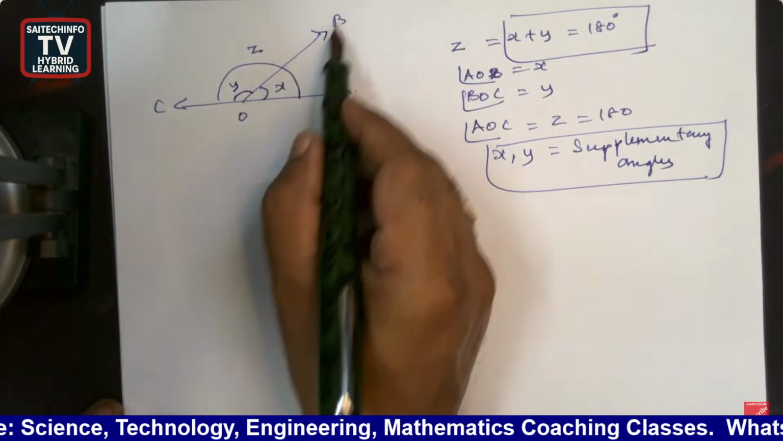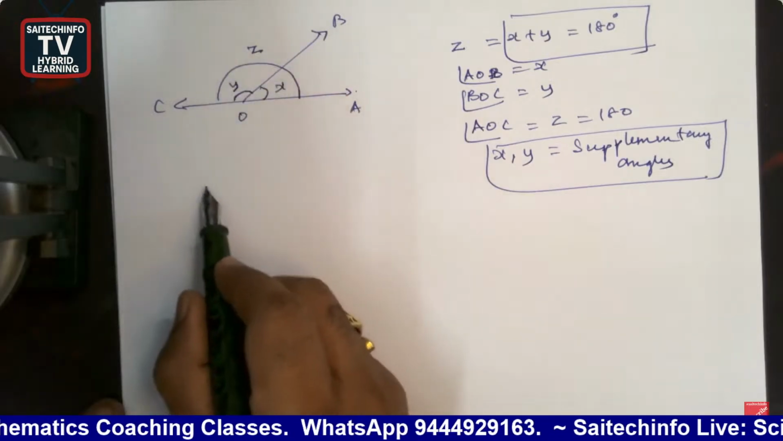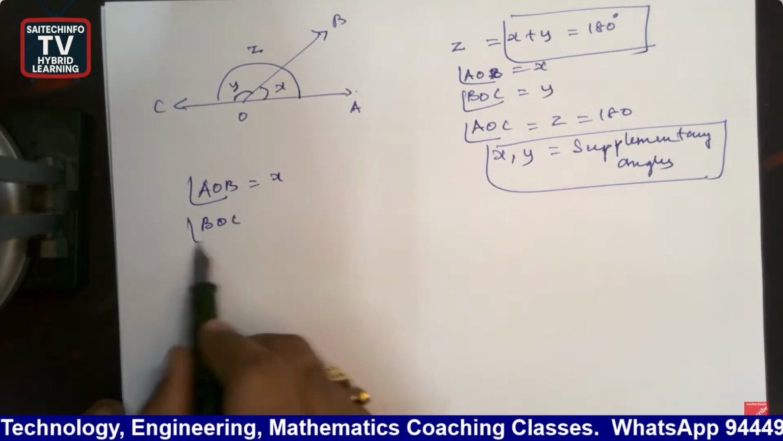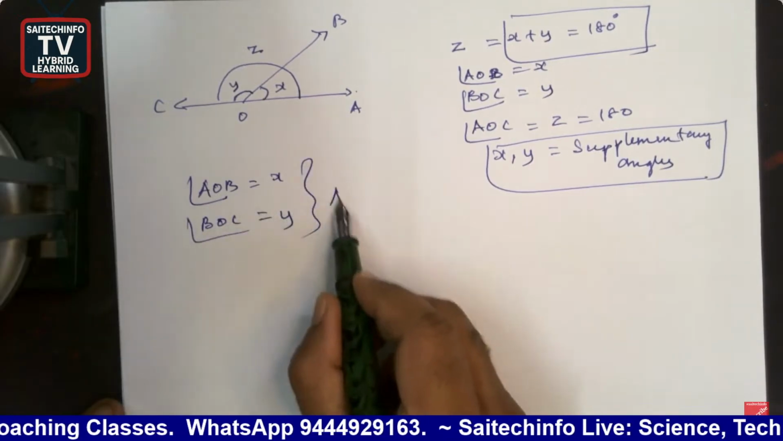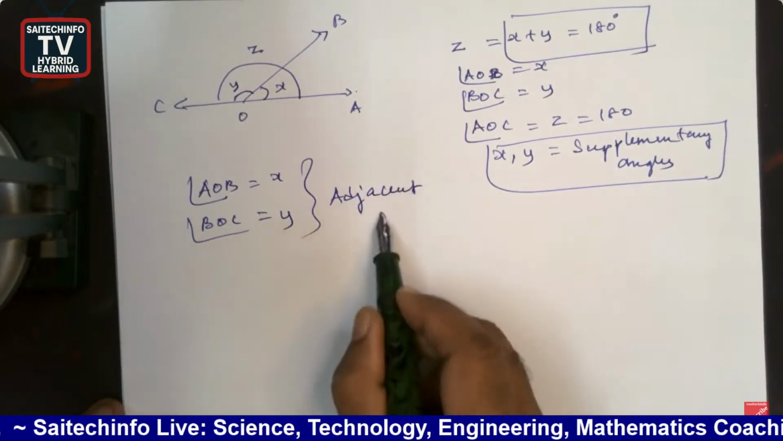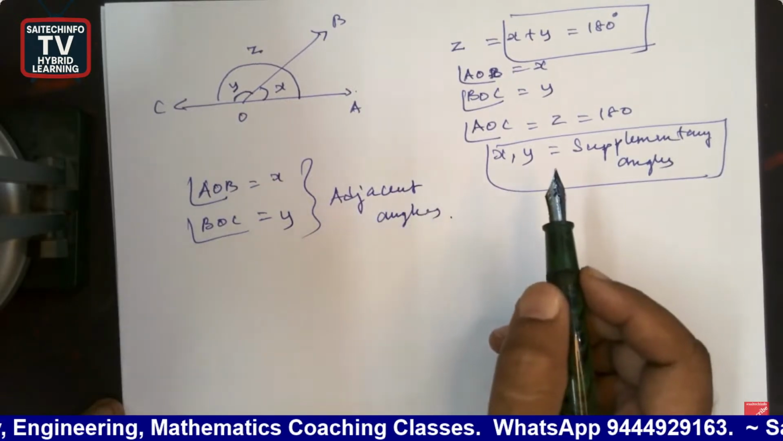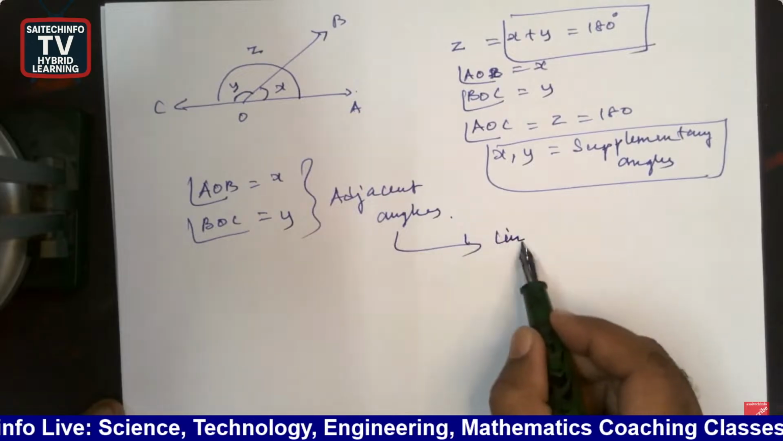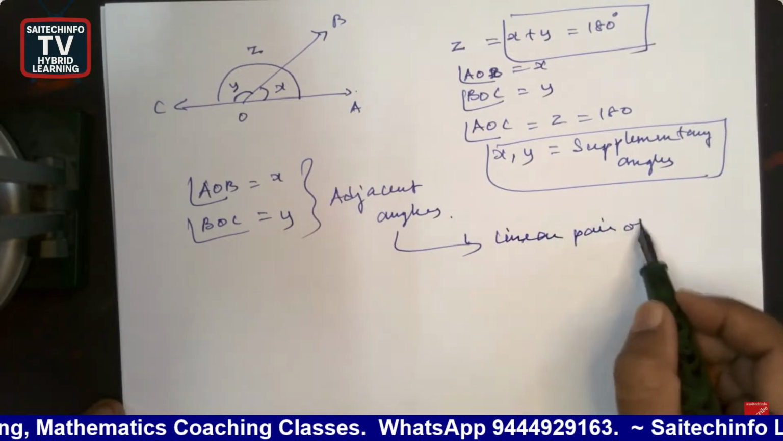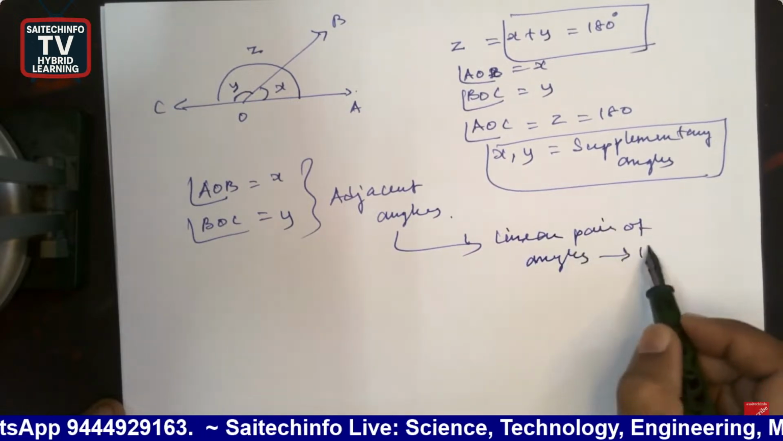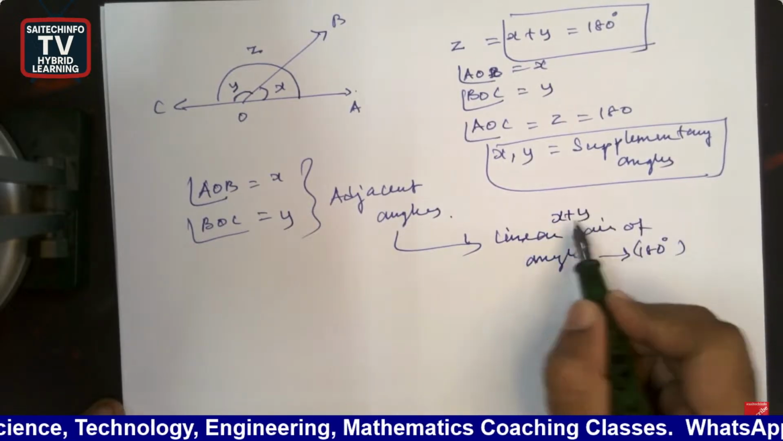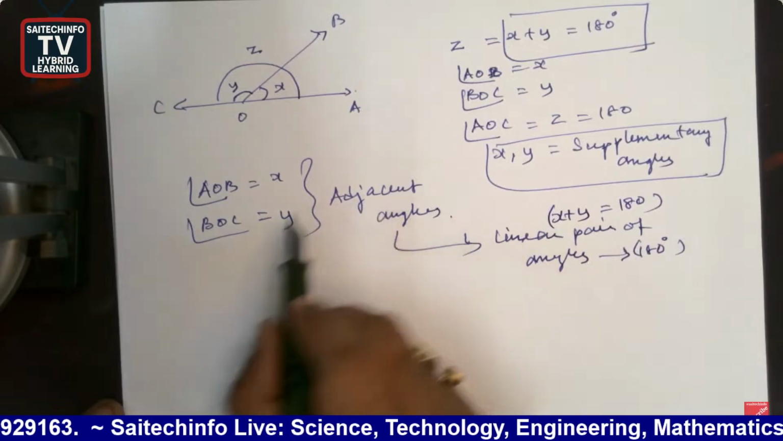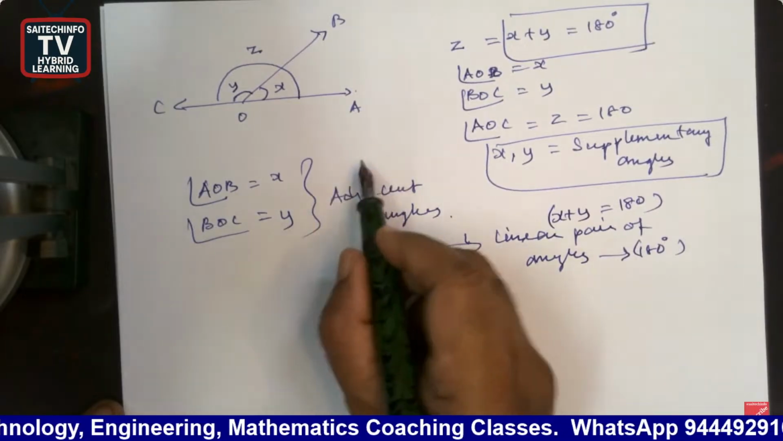And these AOB and BOC are adjacent angles. AOB is equal to X, then BOC is equal to Y. So they are called adjacent angles. Now these adjacent angles become a linear pair of angles. Why? Because the sum of this leads to 180 degree. So when X plus Y is equal to 180 degree, then it can be called linear pair of angles. When X plus Y is less than 180 degree, you can call it adjacent angles.